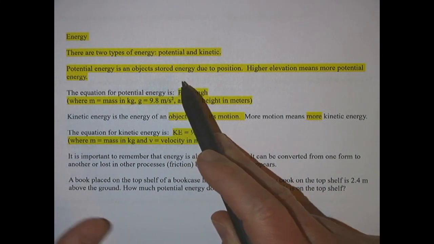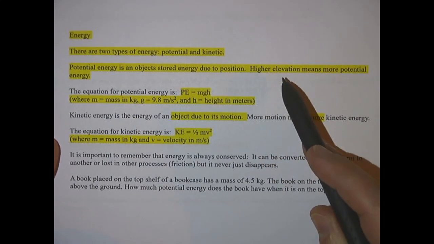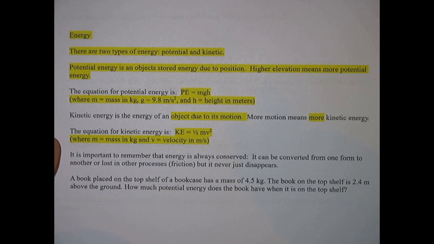Potential energy is an object's energy stored due to position. So if you raise something up high, that means it has a lot of potential energy. Think of a roller coaster at the top of a big hill. There's a lot of potential energy there. If you gave it a little push, it would start to go down and lose some potential energy. But having all that mass up high is potential energy.